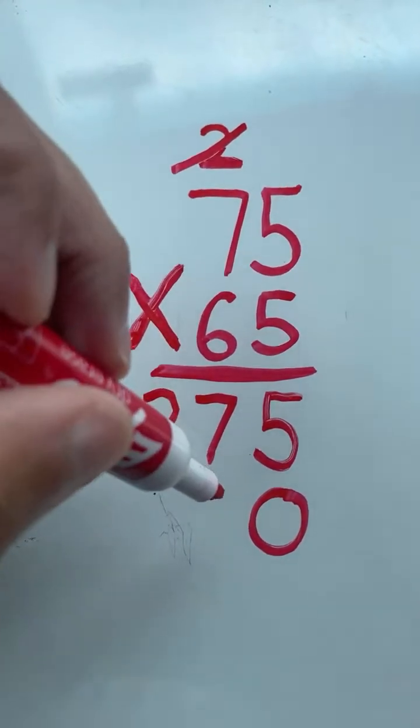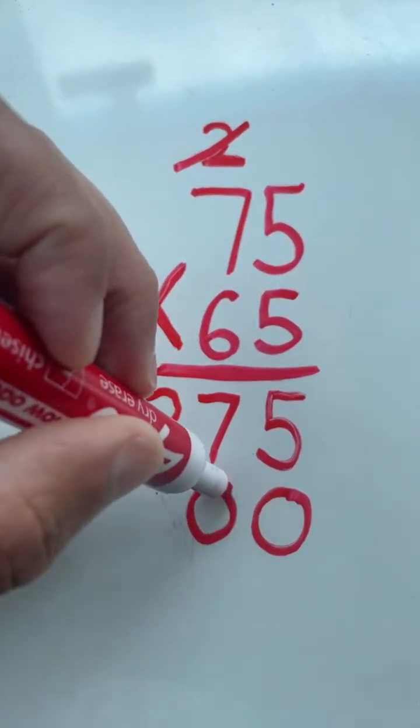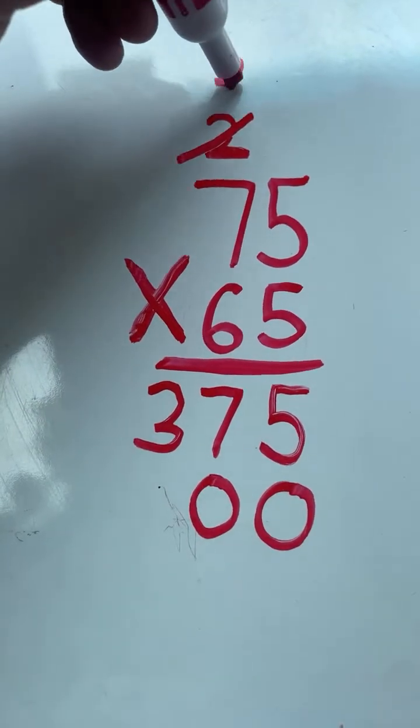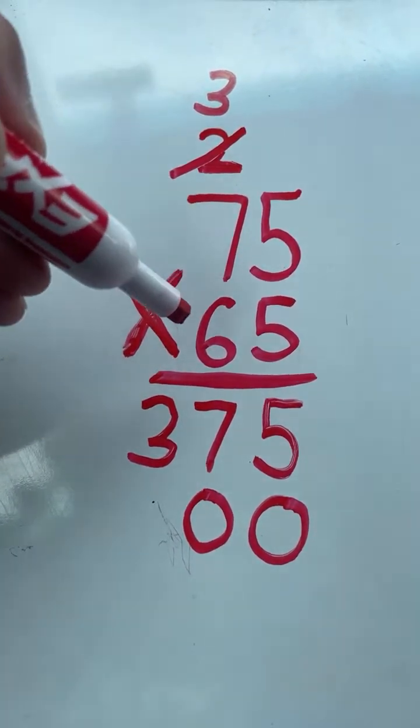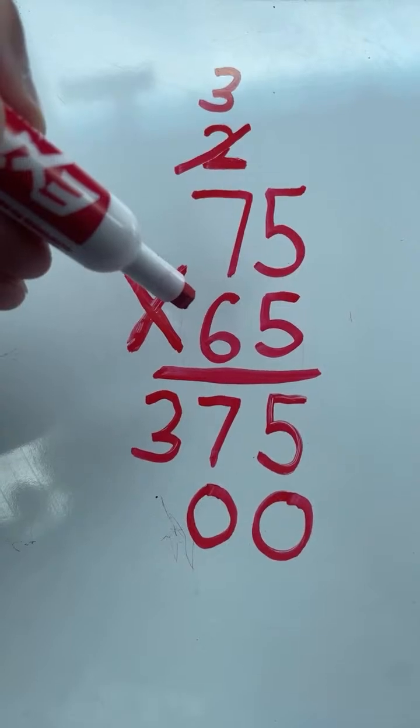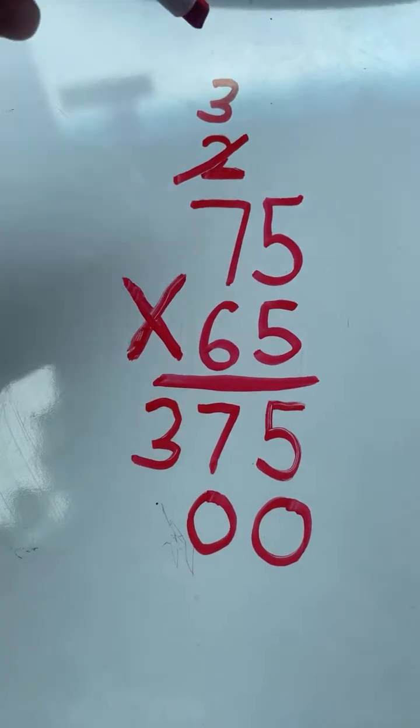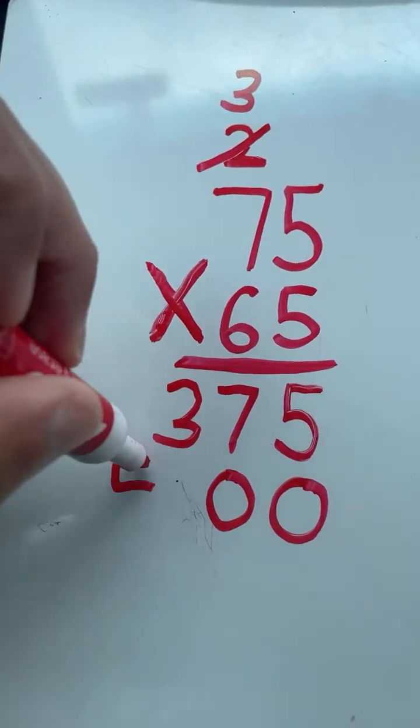Again, our product's more than 10, so we have to regroup. The 0 in 30 goes in the tens place. The 3 in 30 gets carried over to the hundreds place. 7 times 6 equals 42 plus 3 equals 45.